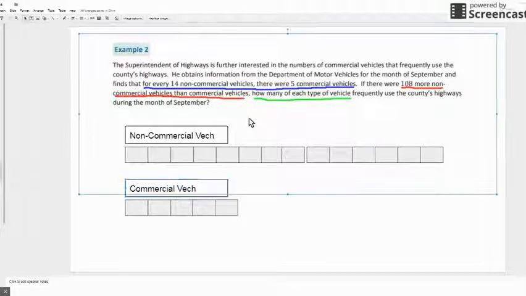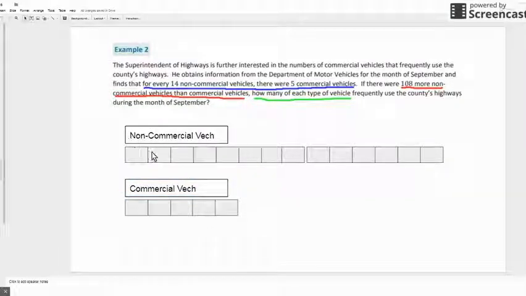All right, so if you want to take a moment, pause it. This is the tape diagram for non-commercial vehicles, 14. These are like regular cars and trucks on the highway. And then commercial vehicles, and of course there's 8. These are for businesses. All right, hopefully you notice that I've lined up these boxes.